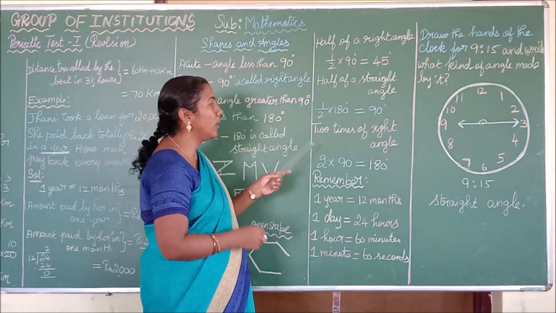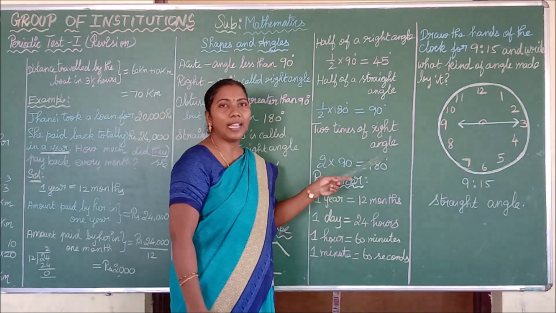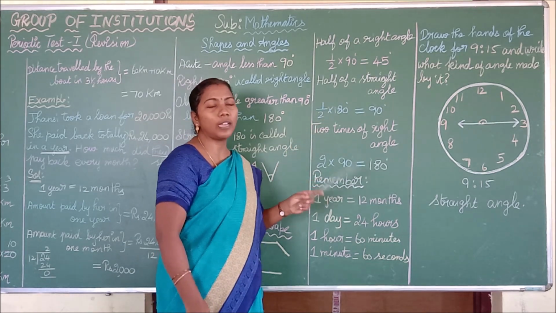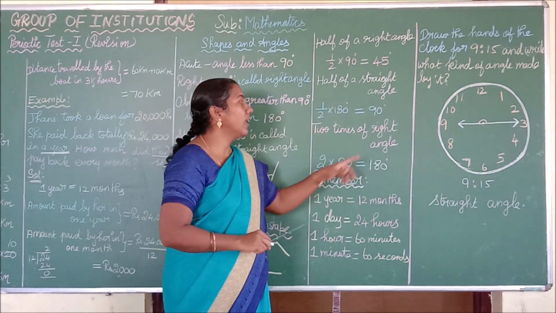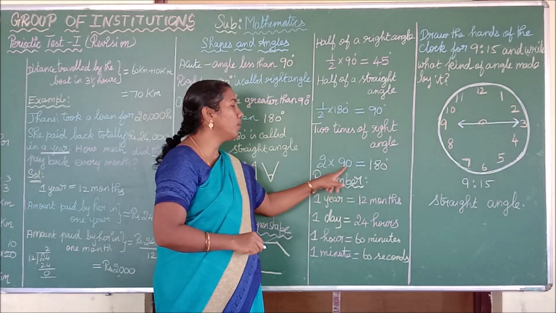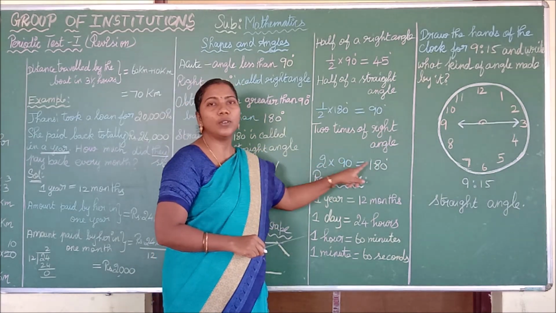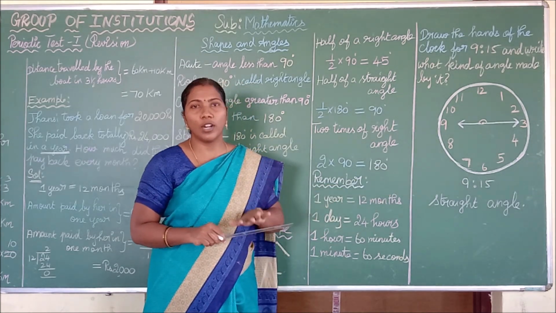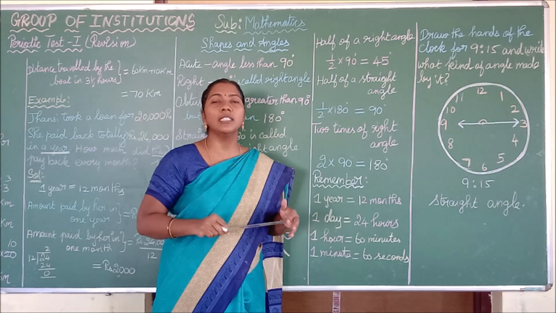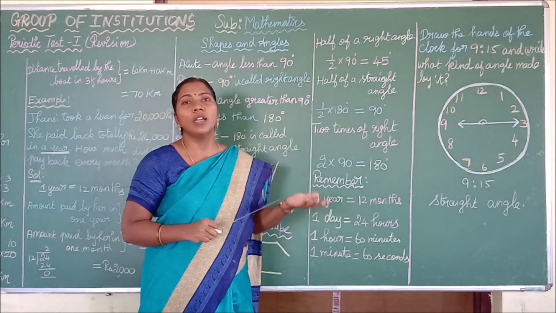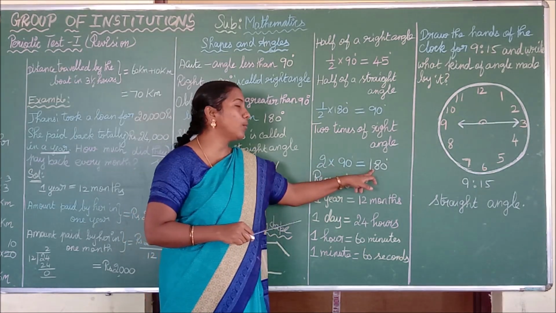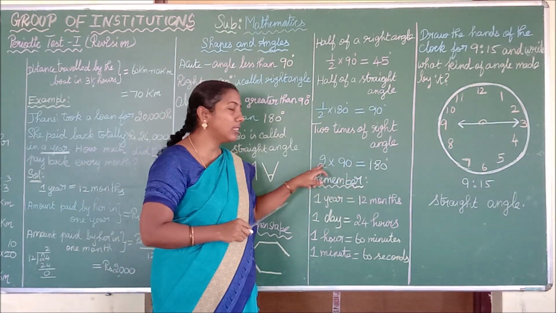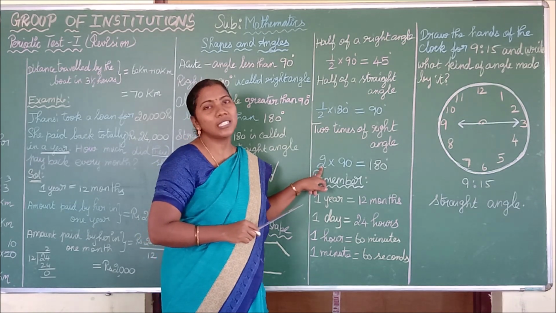Okay, children, see the next one. 2 times of right angle. Here they are asking 2 times. Times means you have to multiply. Right angle means 90 degree. So you have to multiply the 90 degree by 2. What is your answer? 180 degree. Straight, children. Half of the right angle is 45 degree. Half of the straight angle is 90 degree. 2 times of right angle is 180 degree. Suppose if they are asking 3 times of right angle, you have to multiply the 90 by 3, so that you will get 270 degree.